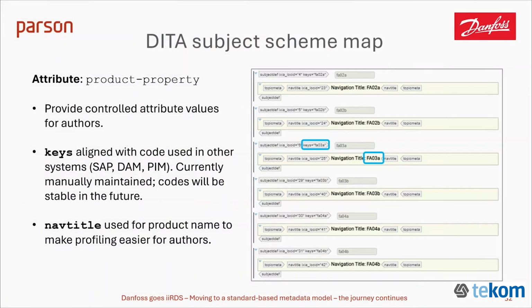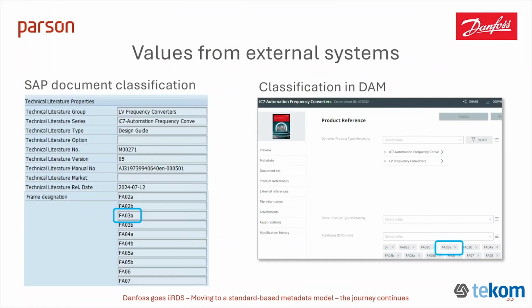And you see the values for this subject scheme map were chosen so that they are reused from other systems that are already in use at Danfoss. For example, the SAP document classification system uses the very same values, and also the digital asset management system uses these values. Currently, there's no automatic reuse of the values from these systems in the DITA documentation, but that is planned for the future.